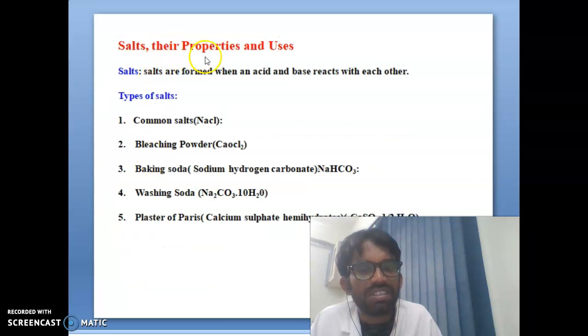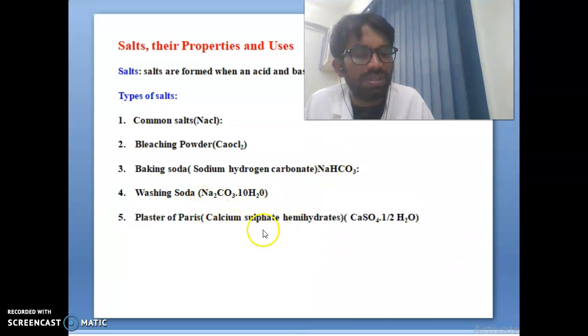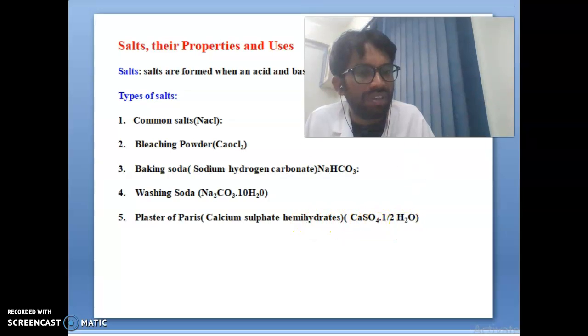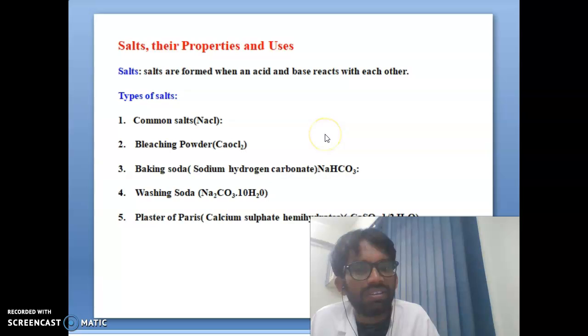Next one is salts, their properties and uses. Salts are formed when acids and bases react with each other. The types of salts are: common salt, sodium chloride; bleaching powder, CaOCl2; baking soda, sodium hydrogen carbonate, NaHCO3; washing soda, Na2CO3·10H2O; and plaster of Paris, calcium sulfate hemihydrate, CaSO4·½H2O. These are the main types of salts.